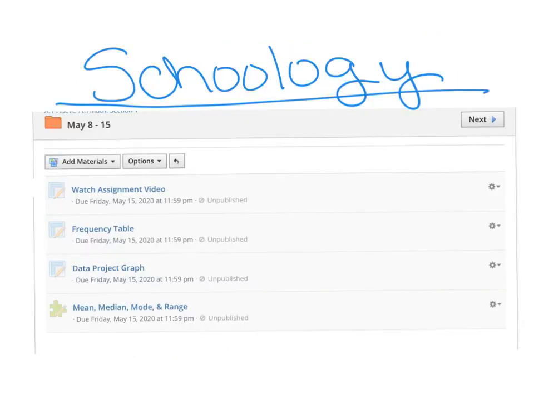Then go back to Schoology. Here is where you are going to put your answers. It is a Schoology quiz. It's 4 questions. What is the mean of Mrs. Hovey's data? And that one you are going to round to the nearest whole number. Then it's going to ask for the median, and then the mode, and then the range.